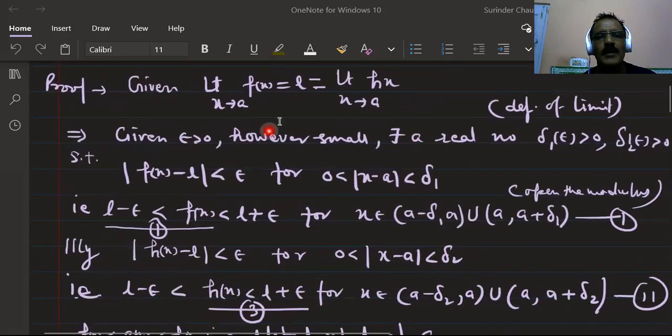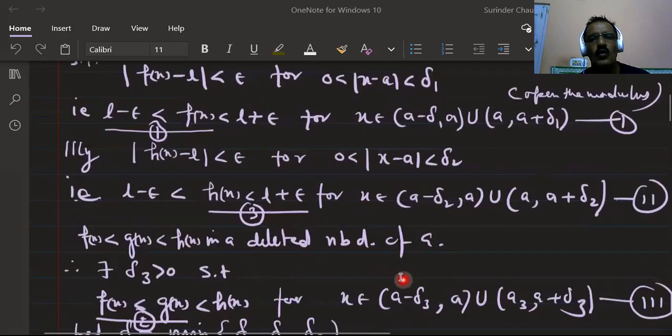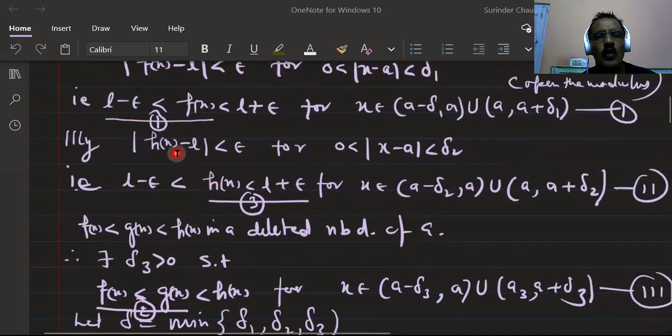Similarly, for the limit as x approaches A of h(x) is L, given epsilon greater than 0, there exists a positive real number delta 2 depending on epsilon, such that modulus of h(x) minus L is less than epsilon for all 0 less than modulus of x minus A less than delta 2. Again, opening the modulus, we will get that L minus epsilon is less than h(x) is less than L plus epsilon for x belonging to the delta 2 deleted neighborhood of A.